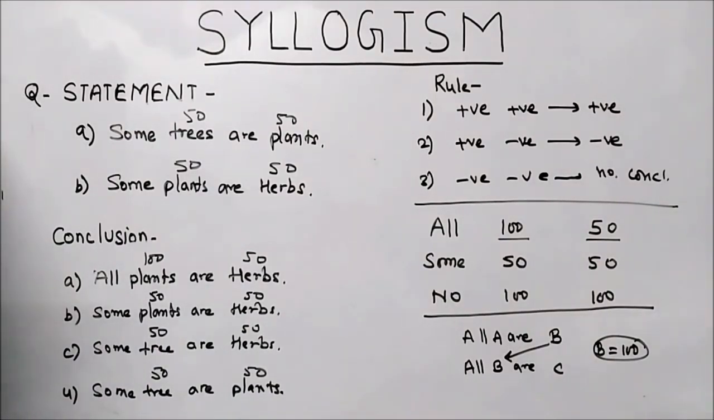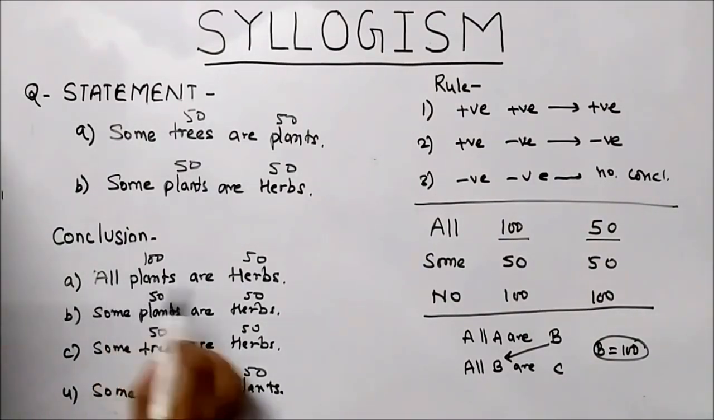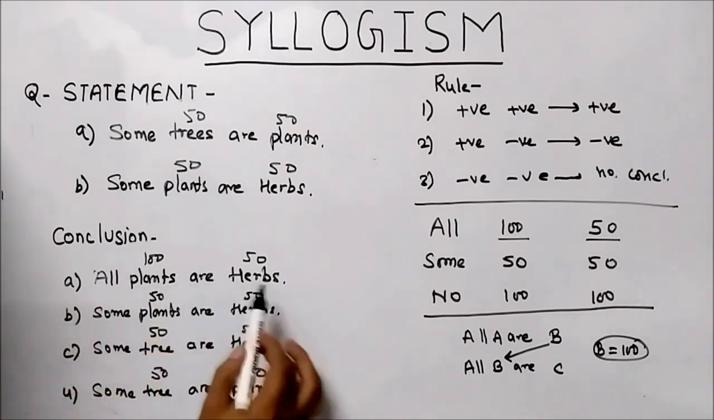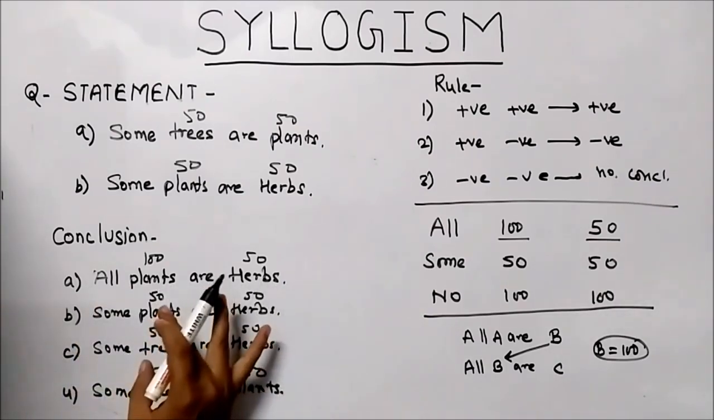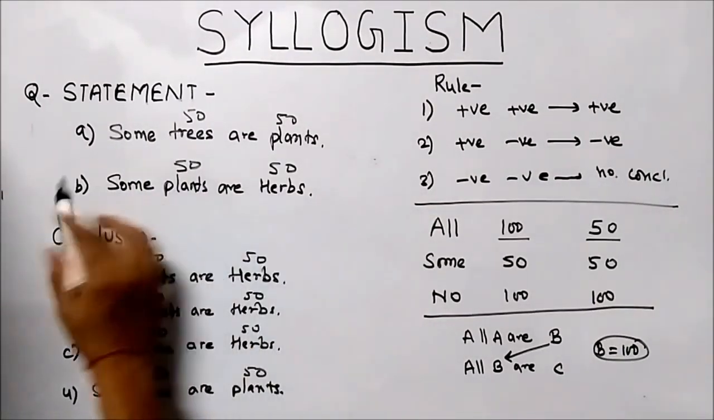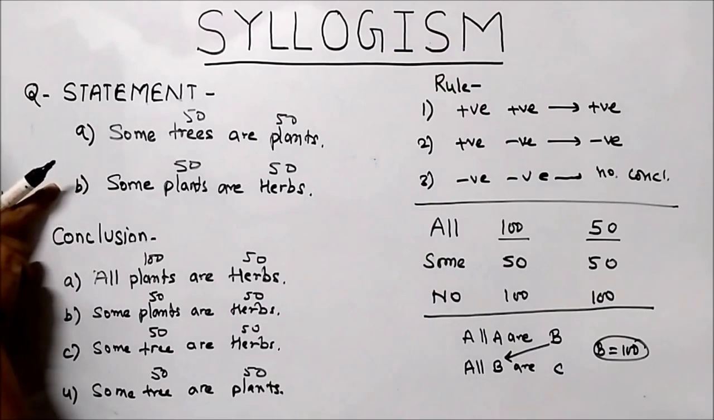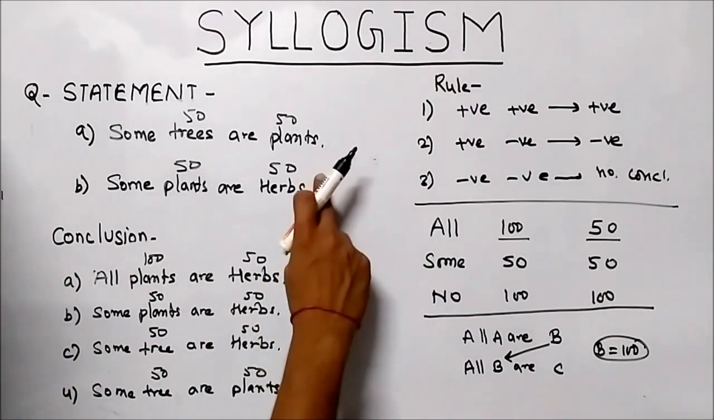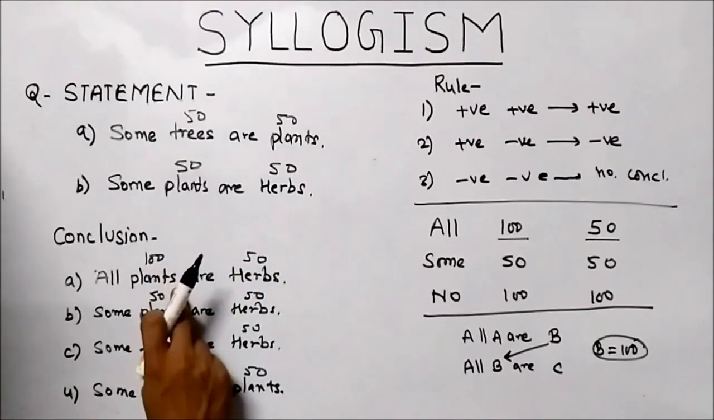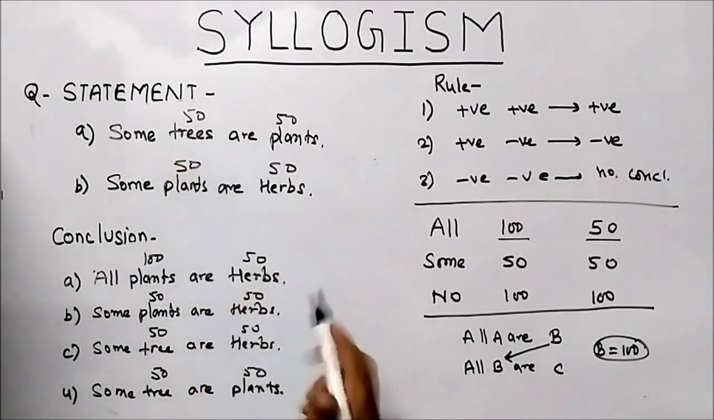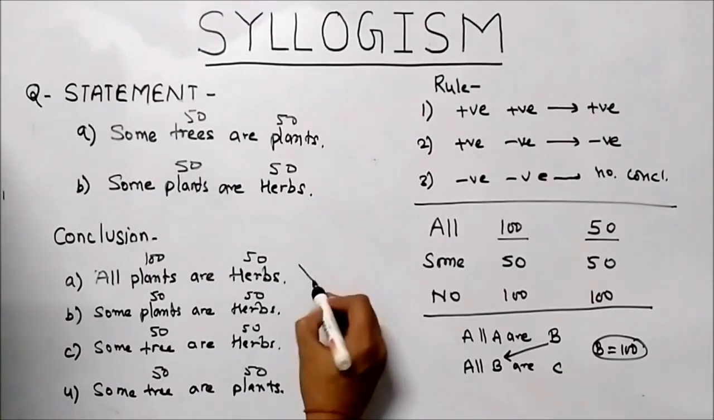Now we solve from the conclusions. The first conclusion is all plants are herb. This conclusion is made up of two elements, plant and herb. Now check, in which statement are these two elements present? Plant and herbs are present in the second statement. Now we check only the second statement values. Here herbs is 50, herbs is 50. Here plant is 100 and here plant is 50. Income is less than expenditure. Can't be true. So this conclusion is not true.